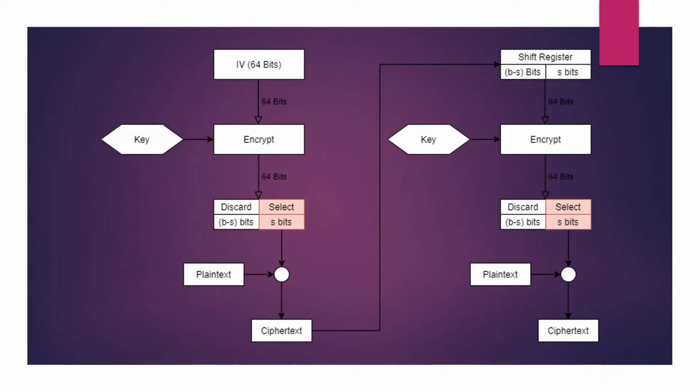Here comes the second part. We repeat the whole process from the first part, but this time we're going to use the first ciphertext that we got as our new IV.